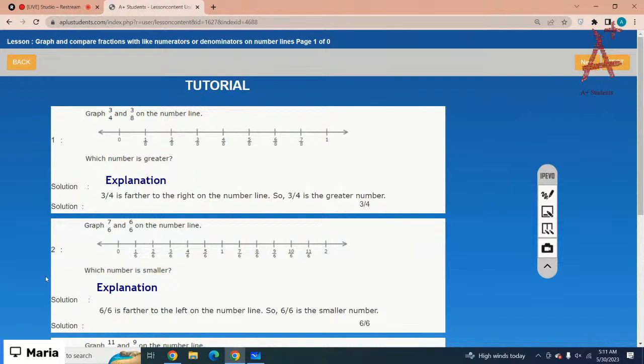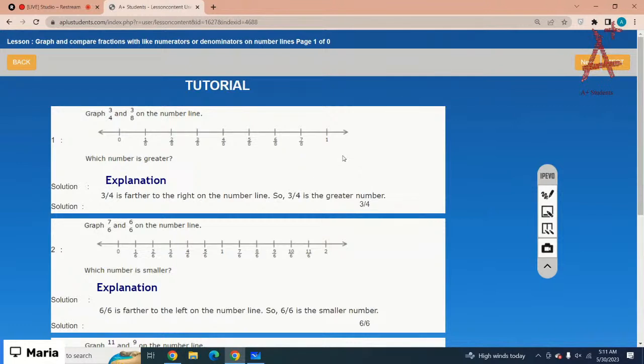Okay, so here is the number line between 0 and 1. 3 over 8 and 8 over 8. You have to start from 1 by 8, 2 by 8, 3 by 8, 4 by 8, 5 by 8, 6 by 8, and 7 by 8. And after 7 by 8, you have 8 by 8. And 8 by 8 equals 1.